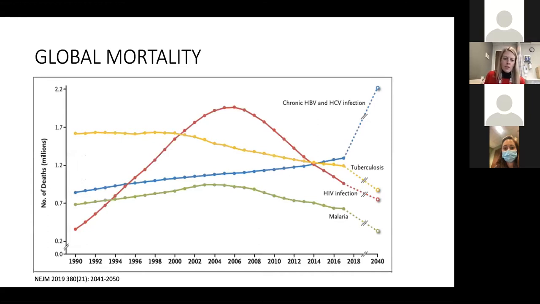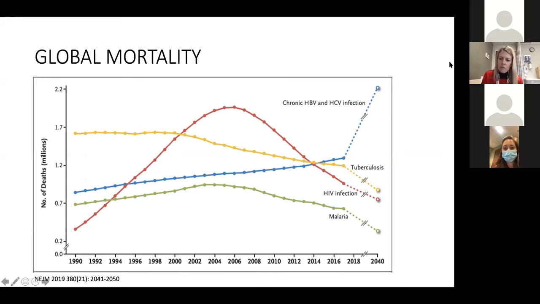And this is a graph that was published in the New England Journal last year in a review of chronic hepatitis B and C, and the data comes from IHME, the Institute of Health Metrics and Evaluation here at the UW. And what you see here is this blue line represents chronic hepatitis B and C mortality. And that actually is estimated to outnumber mortality due to tuberculosis, HIV infection, and malaria at this point in time.